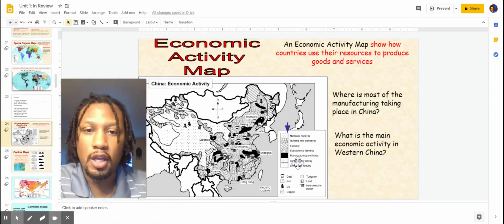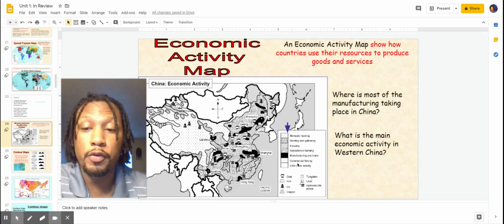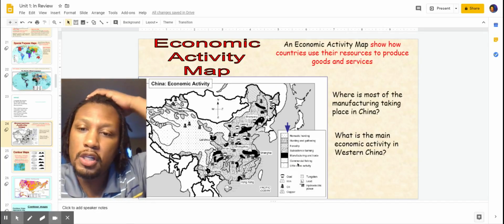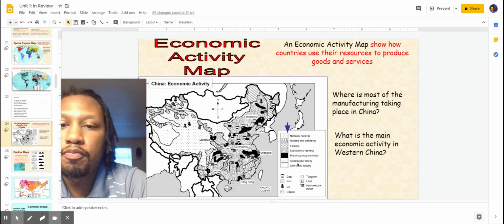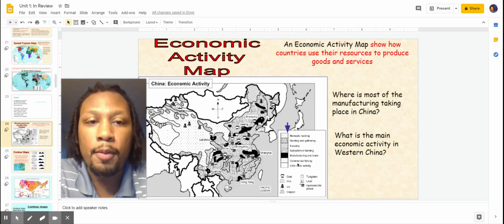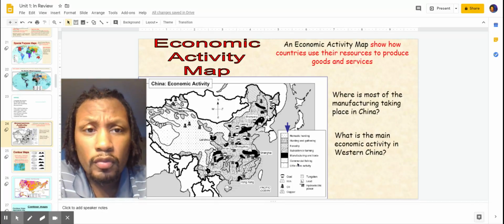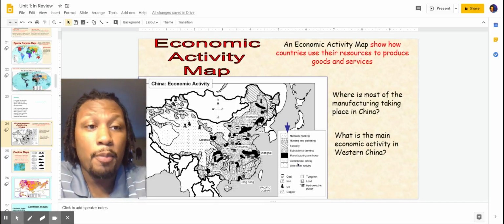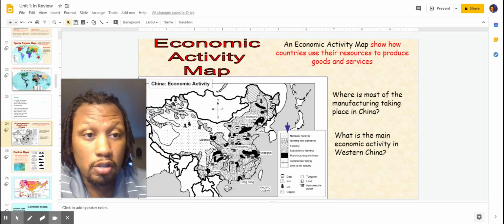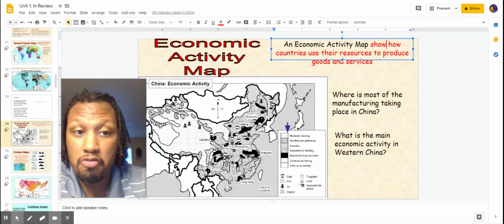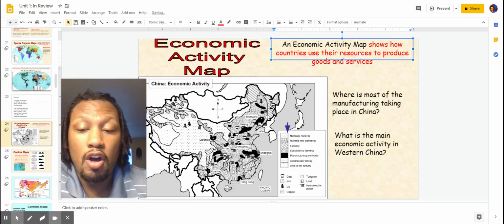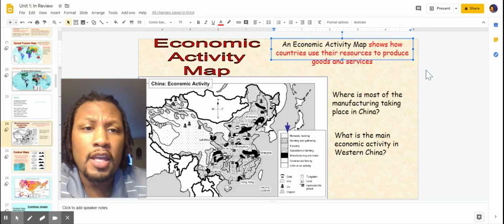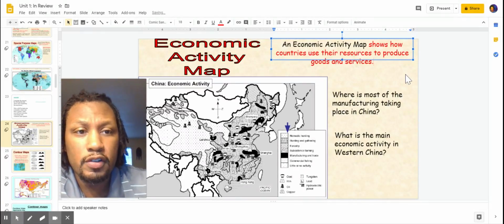The economic activity map. So before we get into this, I'm going to read and then I'm going to share some information. All right. So an economic activity map shows, I'll make that correction. Always need to be grammatically correct. An economic activity map shows how countries use their resources to produce goods and services.